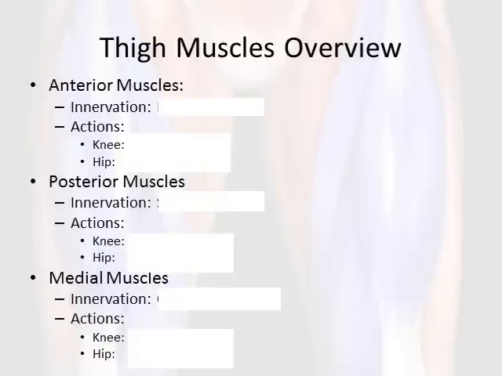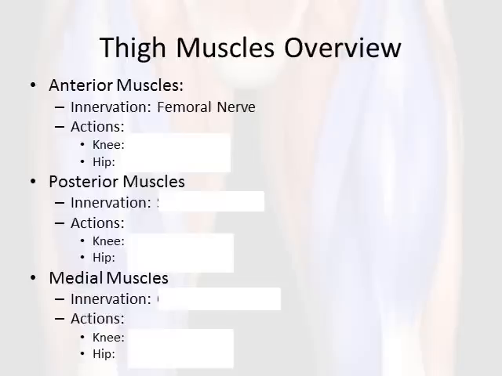Okay, so then switching gears to the thigh muscles. With the thigh muscles, we have the anterior side, the posterior side, as well as the medial side. We're going to split those up by those regions, and you're going to need to know which nerve innervates each region, and then the general actions of each. So that's what this slide will look at.